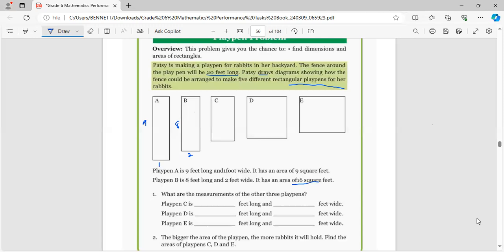So it's a party draw diagram showing how the fence could be arranged to make the 5 different rectangles. So the first one, they say play pen A is 9 feet long and 1 foot wide. It has an area of 9. I gave you these two; they are the key in order to figure it out. So you have to analyze these two carefully and then take it from there.